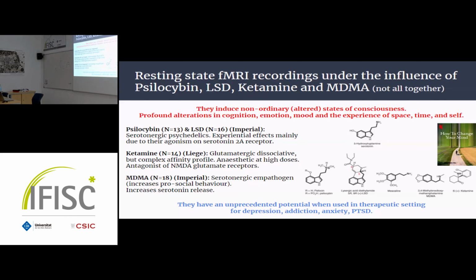So here is serotonin, and you can see that all these molecules, psilocybin, LSD, and MDMA, have this structural similarity with serotonin. So they bind to the serotonergic receptors, so more or less similar mechanisms. And ketamine, as I showed, is a different mechanism. It's more related to the glutamatergic system.